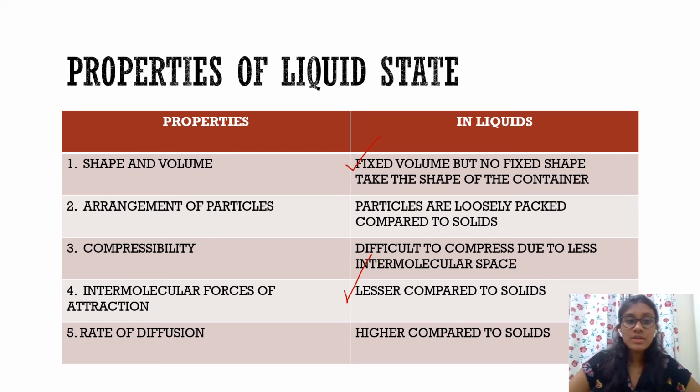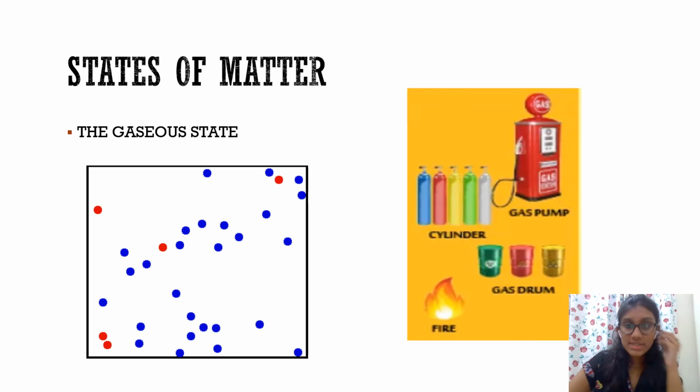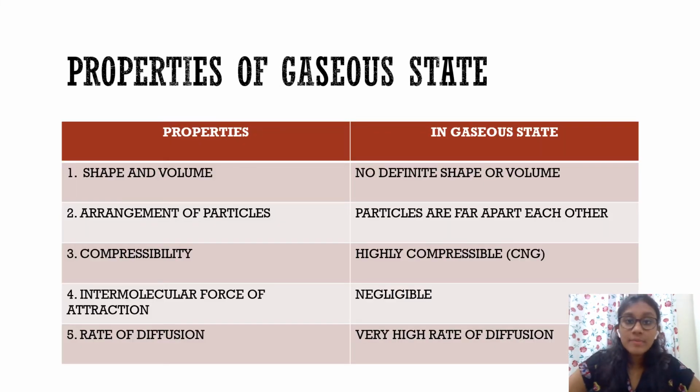Let's move on to the third state of matter, the gaseous state. Again, air, which is extremely essential for us to live, is a mixture of different elements in the gaseous form. We will look at this in detail in the next chapter. These are the properties of gases. The shape of a gas is not defined, neither is the volume. The particles are very far apart from each other. All gases are highly compressible due to the maximum intermolecular space.